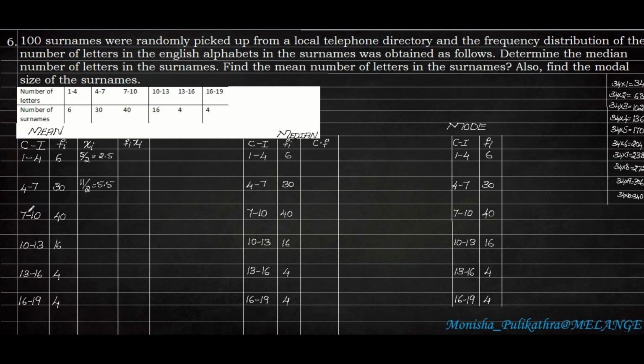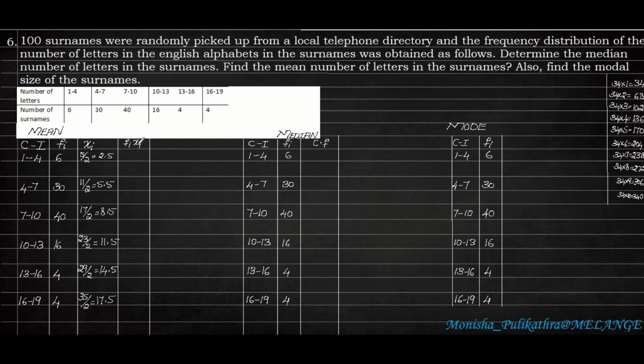So next is 10 plus 7, that is 17. 17 divided by 2 is 8.5. So next one is 10 plus 13, that is 23 divided by 2 is 11.5. So next one 16 plus 13, that is 29 divided by 2, that is equal to 14.5. Next is 19 plus 16, that is 35 divided by 2 is equal to 17.5. So these are the midpoints.